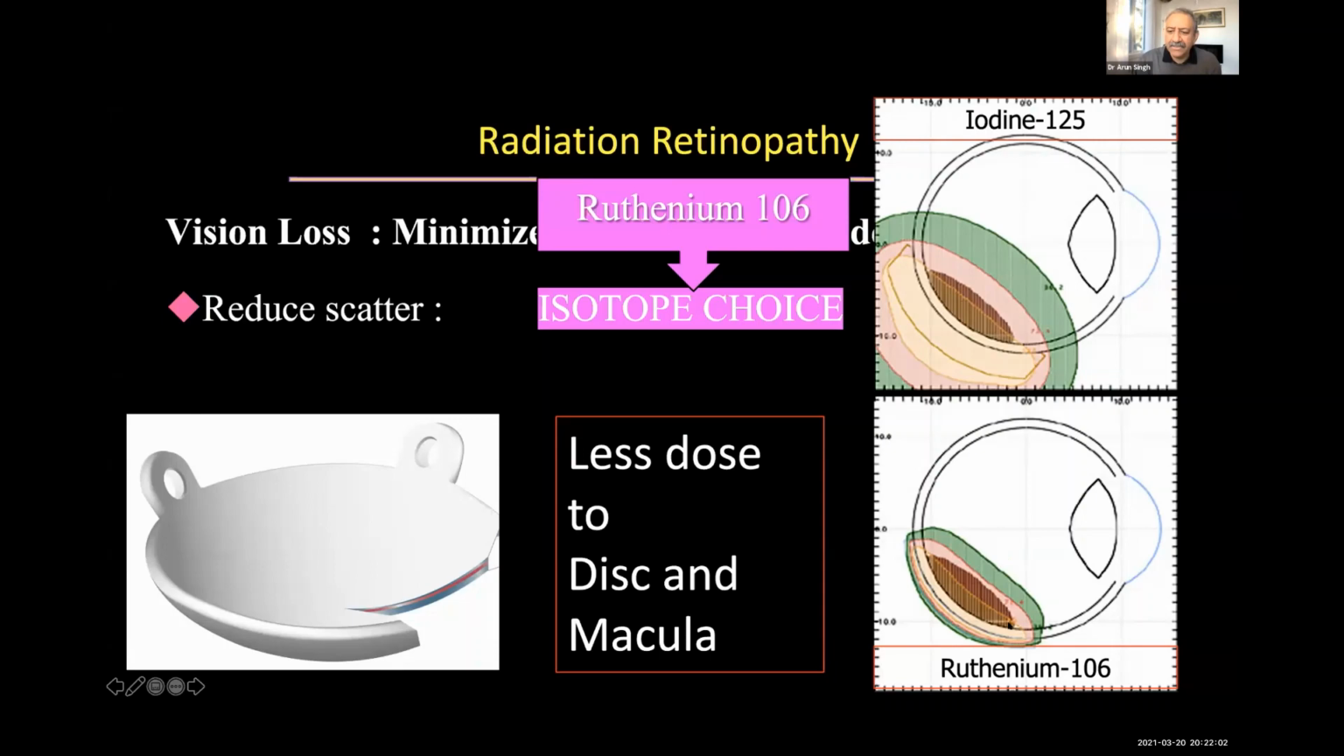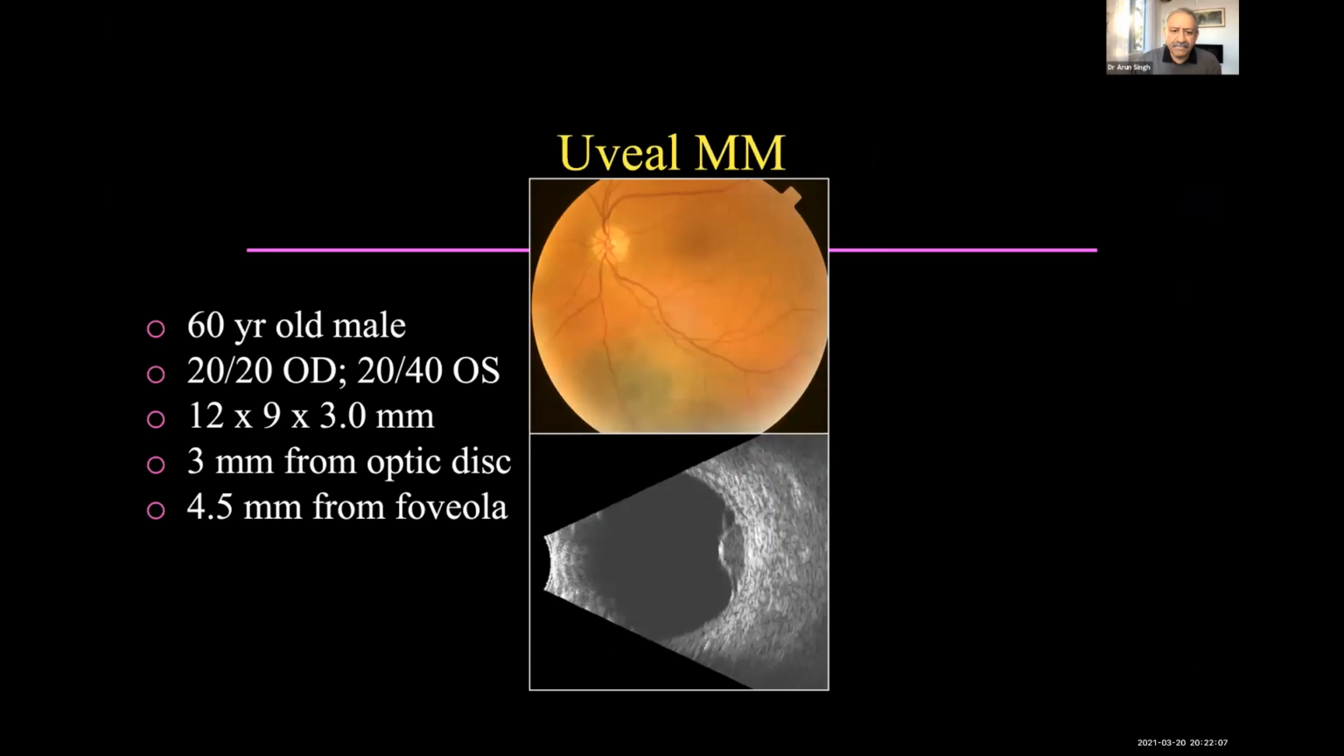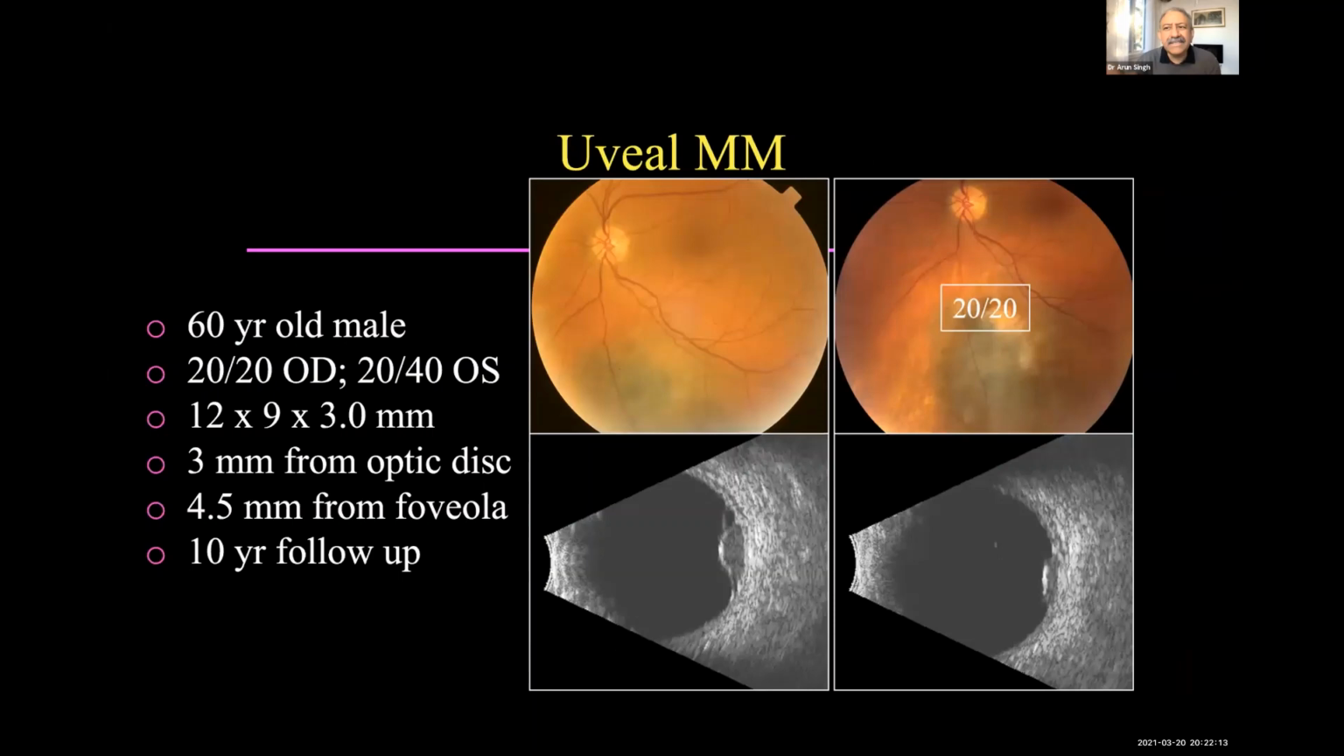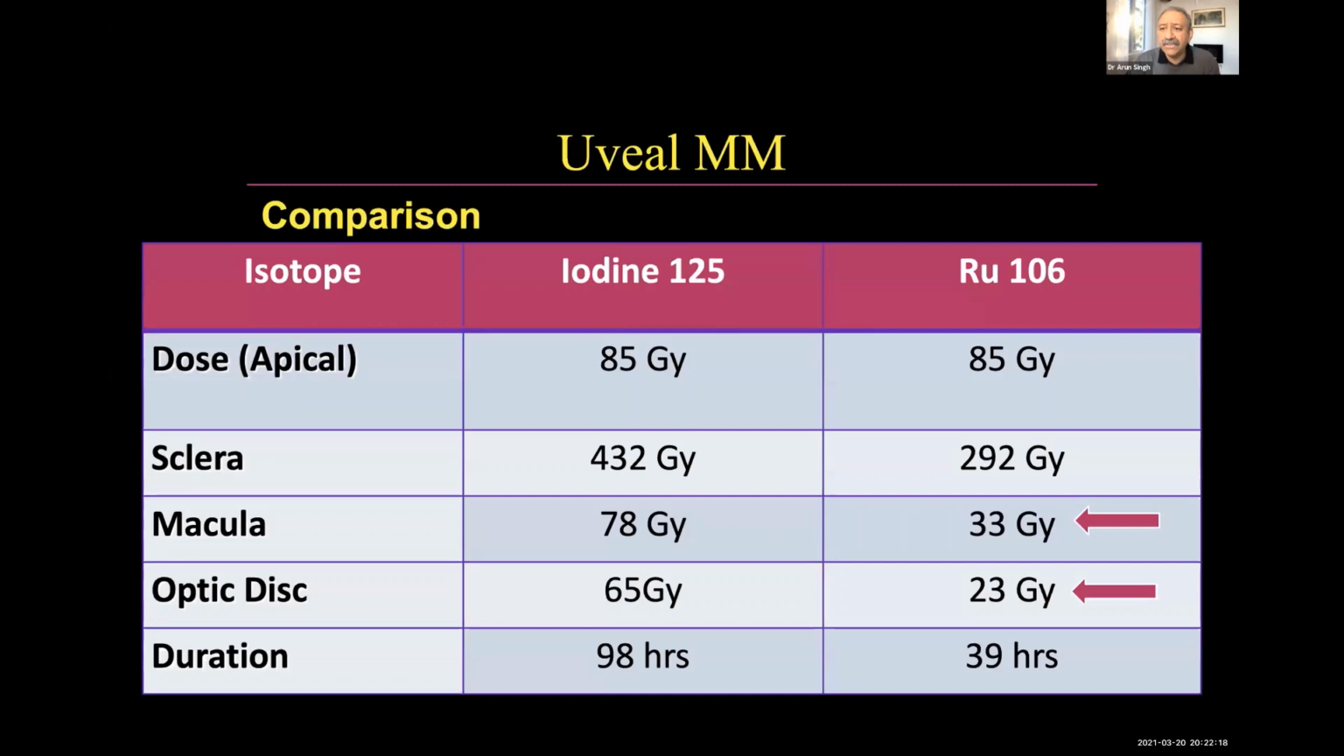Here's a patient who had a small melanoma and was treated. And you can see after a 10-year follow-up, his vision is normal. But why is his vision normal? Why and how come the other patients lose vision? It's all about the dose to the structures. So if you go back and look at the dose to his macula and optic disc, had I used iodine for this patient, he would have had a dose of more than 45 gray to the disc and macula. But by using ruthenium, we minimize the exposure.